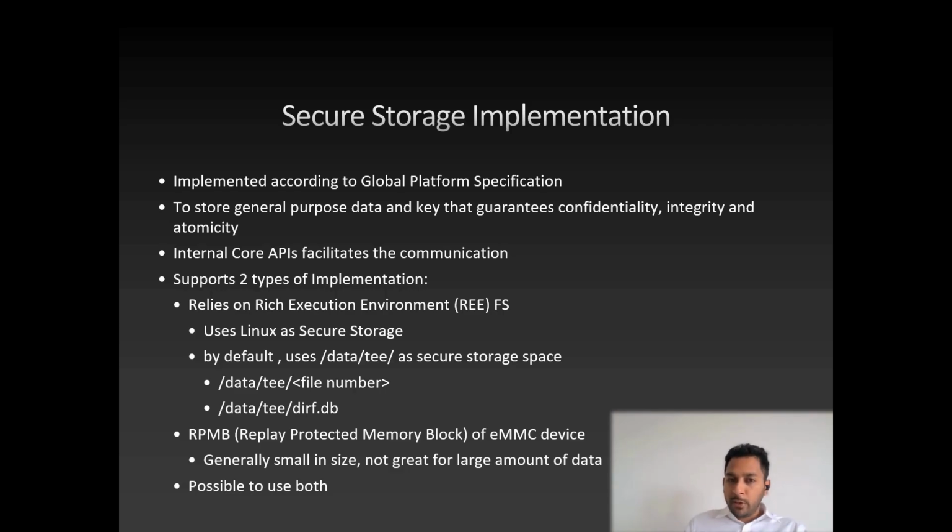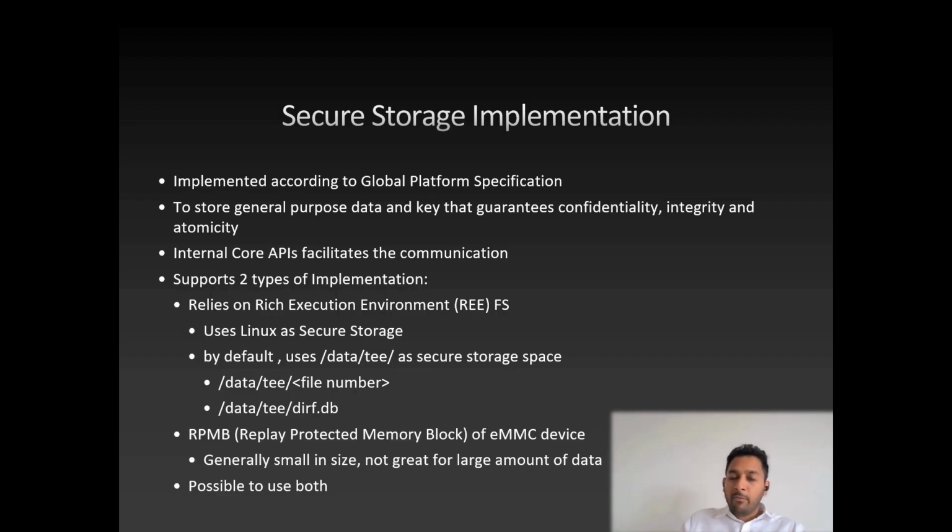The first one, by default, uses the Linux file system, aka rich execution environment, as its storage. By default, it uses the data/tee directory as the secure storage space. Each persistent object is assigned an internal identifier. This is the identifier which is visible in the Linux file system. If you navigate to data/tee, you'll find lots of file numbers like one, two, three. You'll also find dirf.db. It will contain all the objects that are in secure storage. These files have proper integrity protection, so even if you try to open the file, you cannot read it. It's just garbage because they are encrypted.